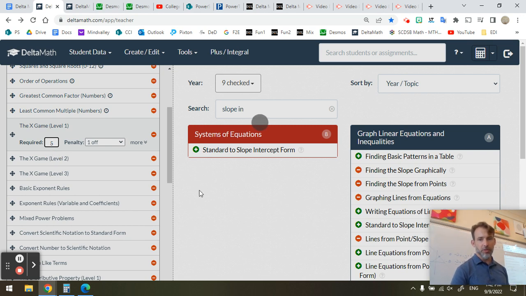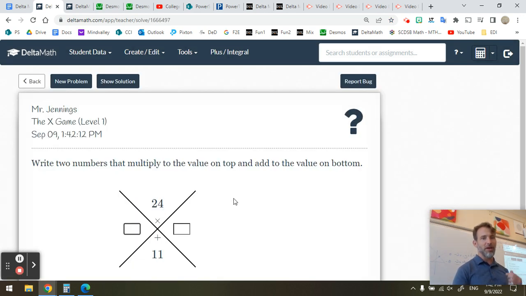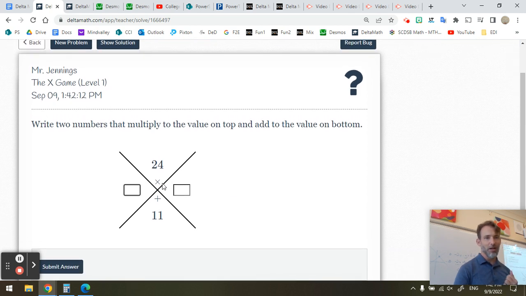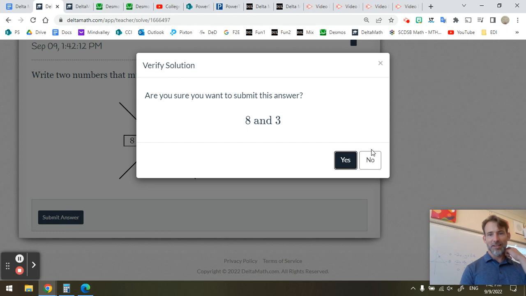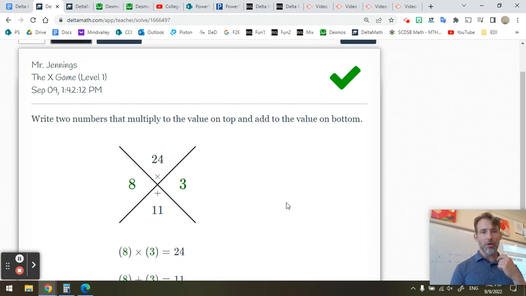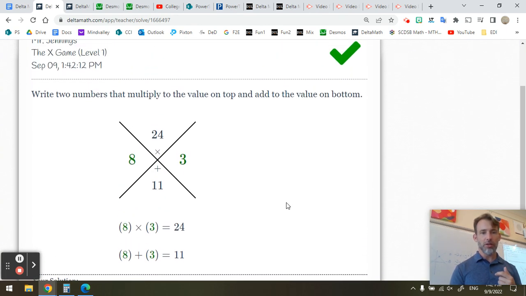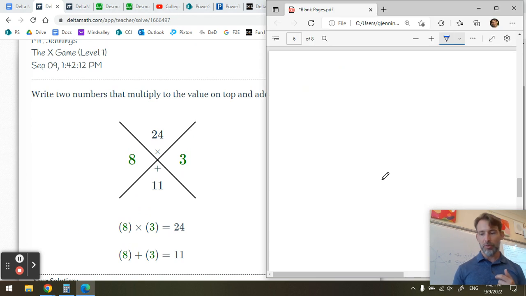This was gamified in the form of Texas Mathem that you've seen before. Here we are looking for two numbers that multiply to 24 and add to 11. You might just know that 3 and 8 are the numbers that will do that. But if you don't know, here's how you can use some paper to help you out with this.